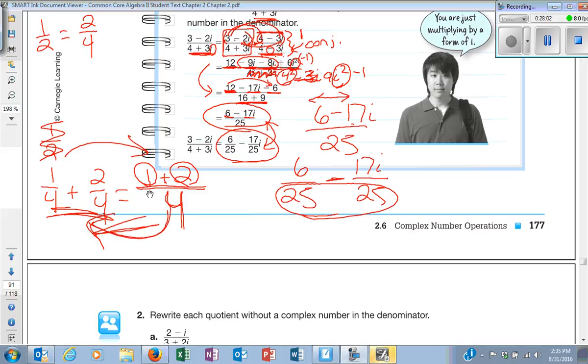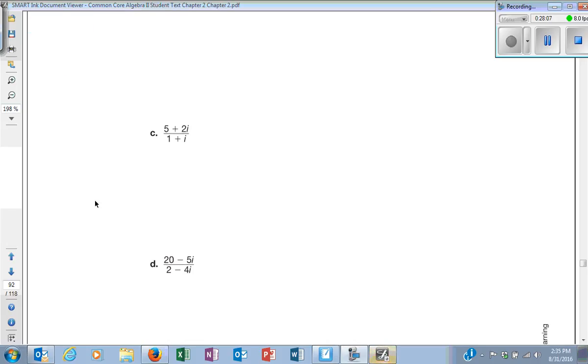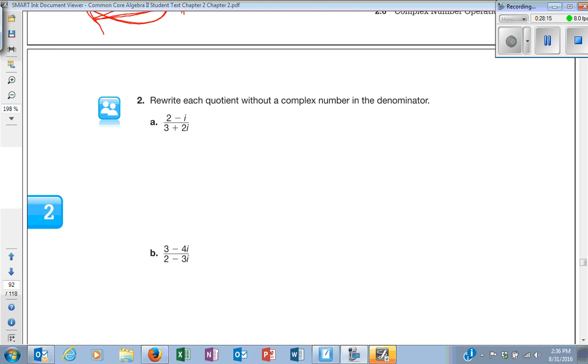I know this is a lot. I'm going to go over this tomorrow when I get back. So here we go. I'm going to do these two real quick for you, and then you, for homework, are going to do C and D. So here we go.